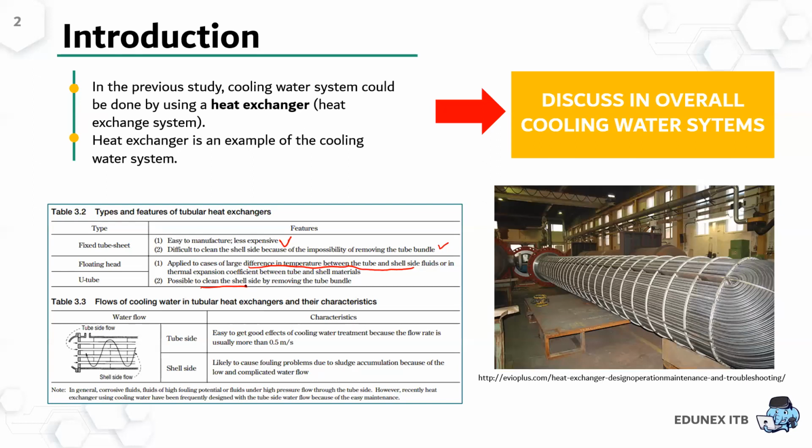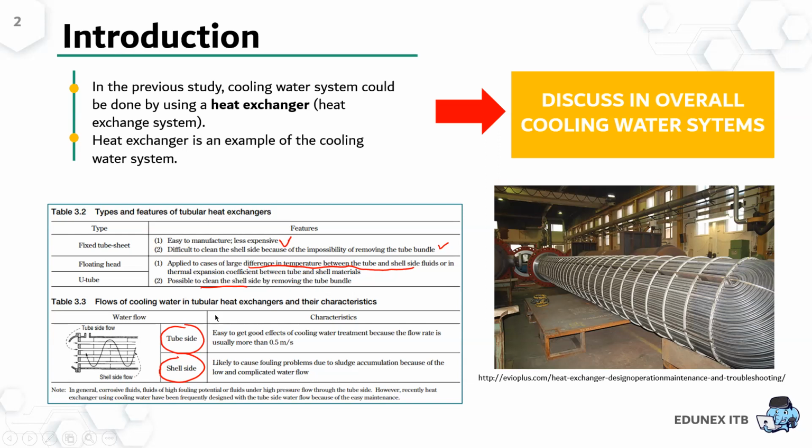Okay, going to the next table, from table 3.3 we can see the characteristics of the tube side and shell side. If we still remember regarding heat exchangers, one of the main types is shell and tube. The famous type is the shell and tube heat exchanger. So this is the illustration of the shell and tube sides.